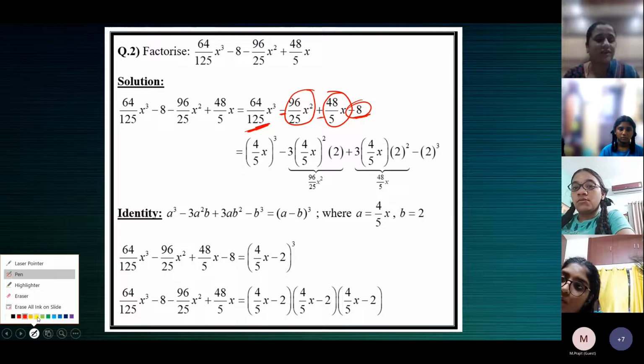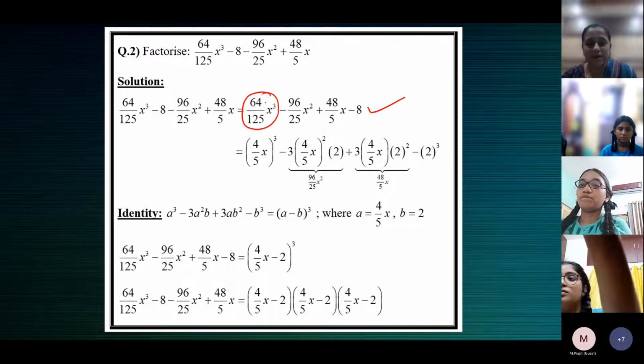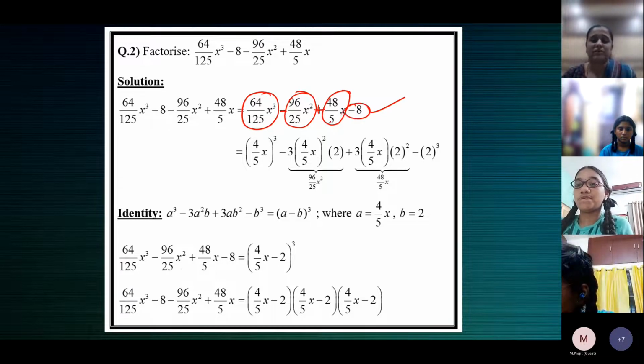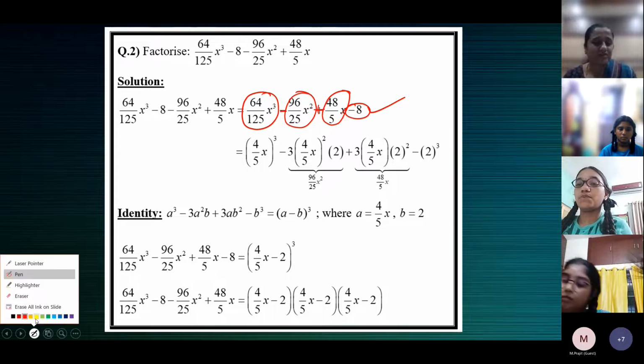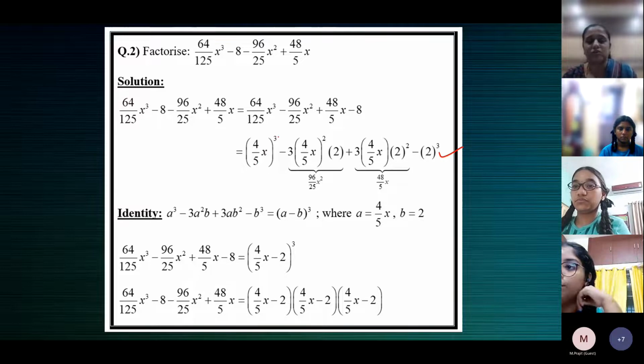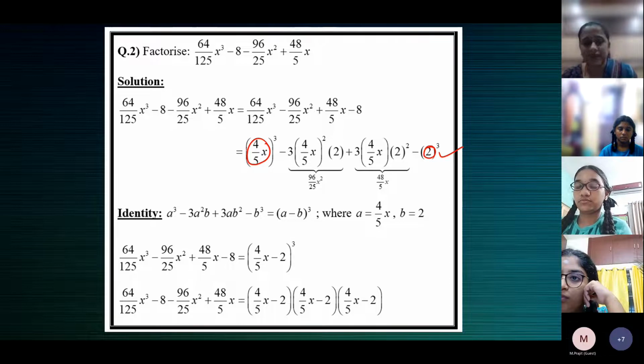From the signs you can identify a cubed. In the first step, I've only rearranged: a cubed minus 3a square b plus 3ab square minus b cubed. So that is what you present in the next step. In the next step, a cubed is 4 by 5x the whole cubed. So this is a and this is your b. So now we have identified a and b from a cubed and b cubed.